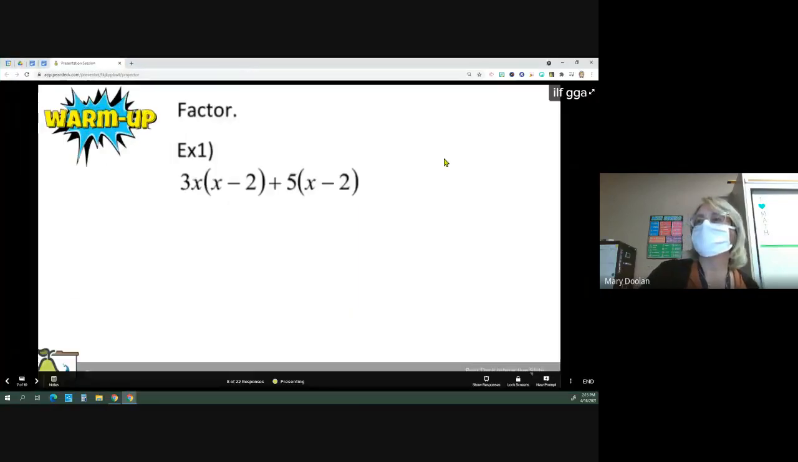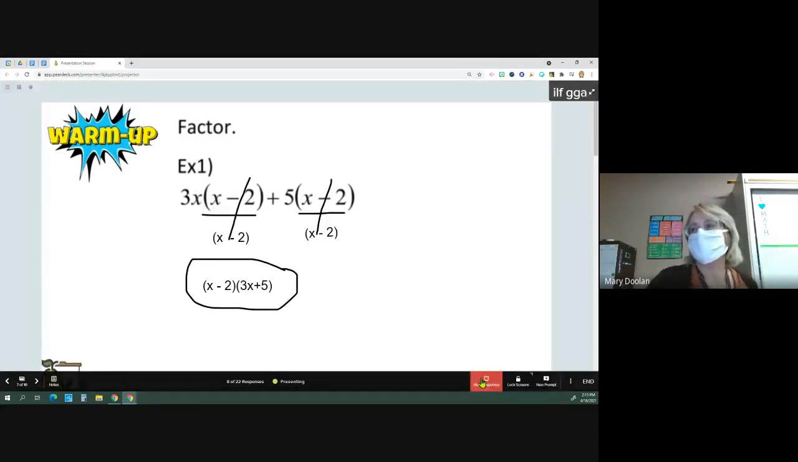Time's up there, and I got 8 of you to try this. So I was looking through your answers, and the ones I found that were correct, I'm going to present those to the class. This person did a nice job of showing that they were dividing out the GCF of x minus 2. That's the common factor that we have here. And so the factored form is x minus 2 times 3x plus 5.